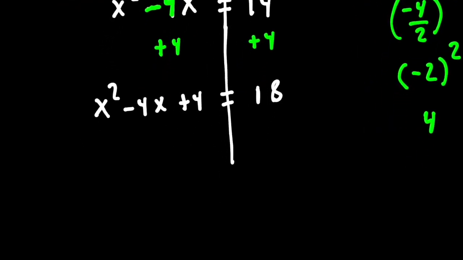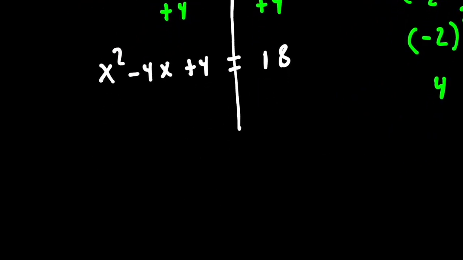Now I can exchange the perfect square trinomial into its binomial squared. And I can do that by grabbing x and adding half of the coefficient of x. Half of negative 4 is going to be negative 2. And again, adding a negative is the same thing as subtracting. So here, x minus 2, we're going to square that, and now I have the binomial squared. That's going to equal 18.